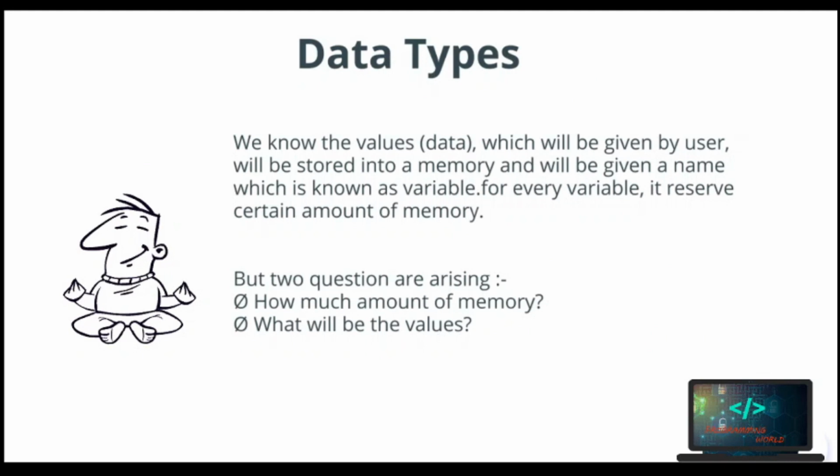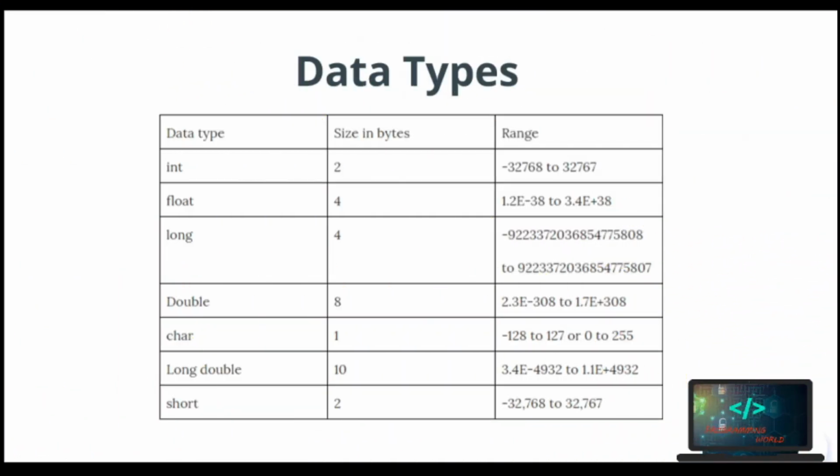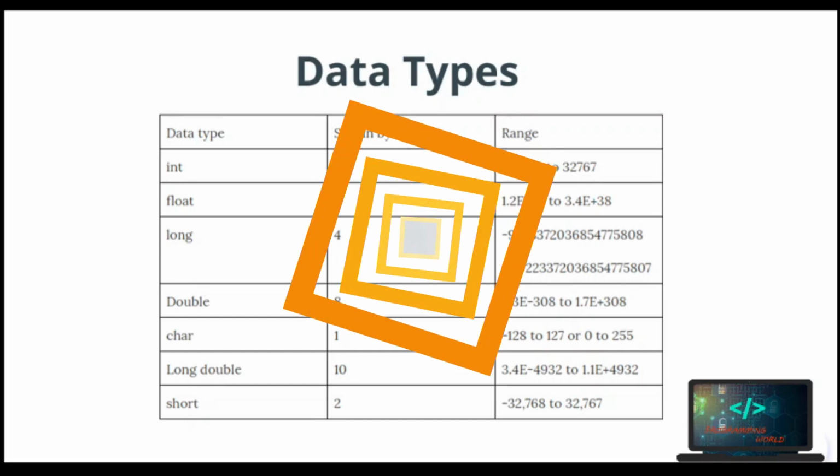Last one is data types. We know the values which will be given by the user will be stored into a memory and will be given in a name which is known as variable. For every variable it reserves certain amount of memory. But two questions are arising: how much amount of memory, what will be the values? Data types are integer, float, long, double, char, short, and they have their specific size in bytes and also range. You can see the table and write it down.